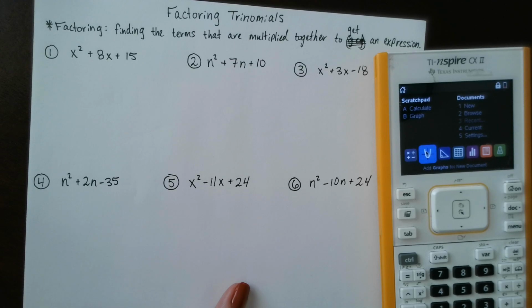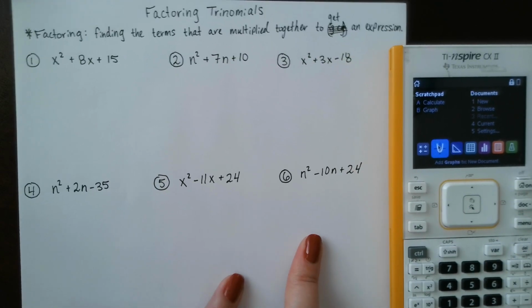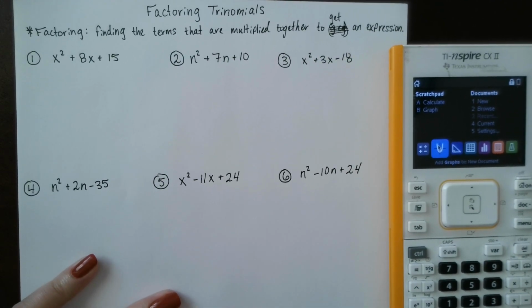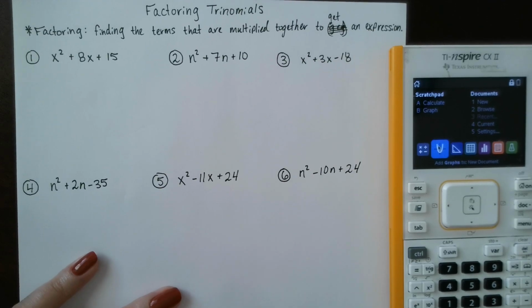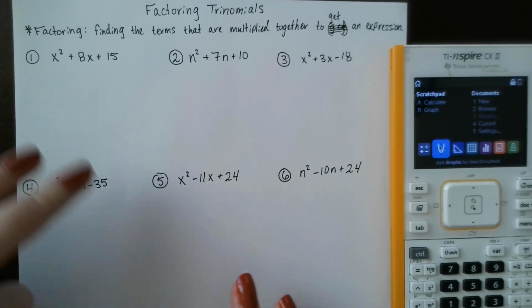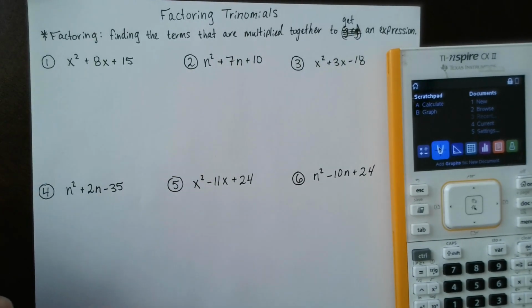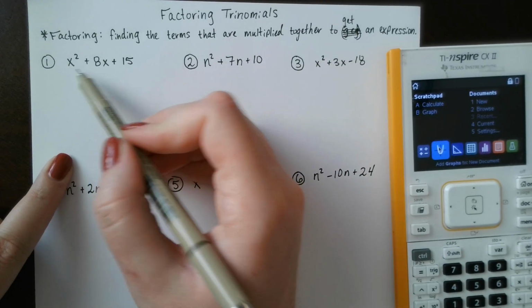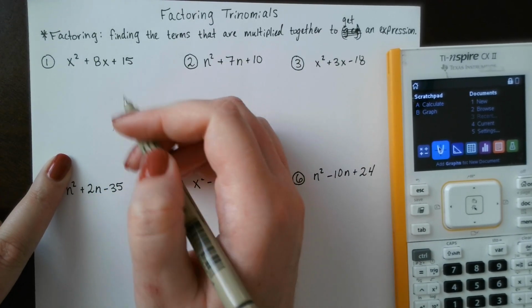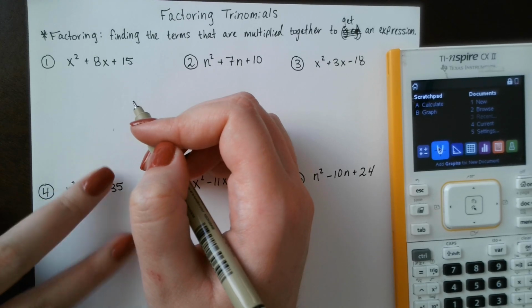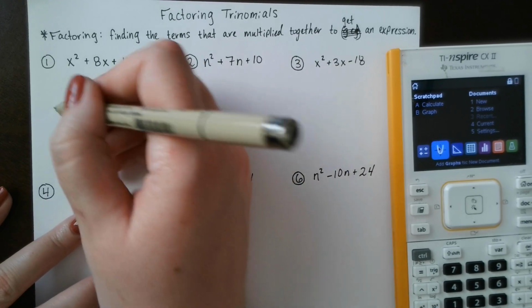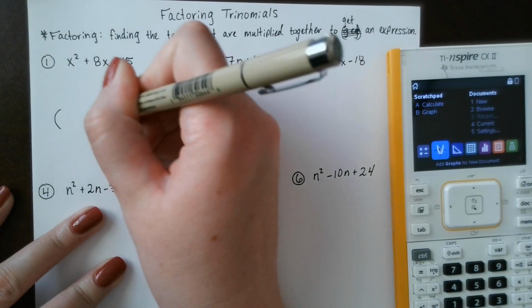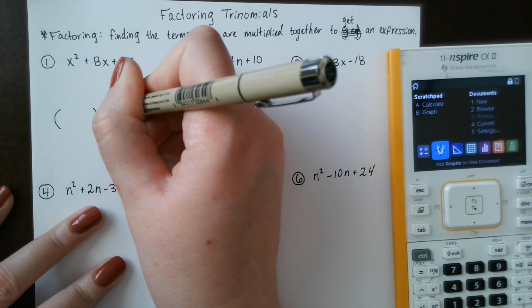I do strongly believe that in order to get really good at factoring, you have to see lots of examples and practice. So to begin, we will start with number 1. We have to know that when you have a trinomial, it came about because you multiplied two binomials. So I am going to immediately draw my two empty binomials.